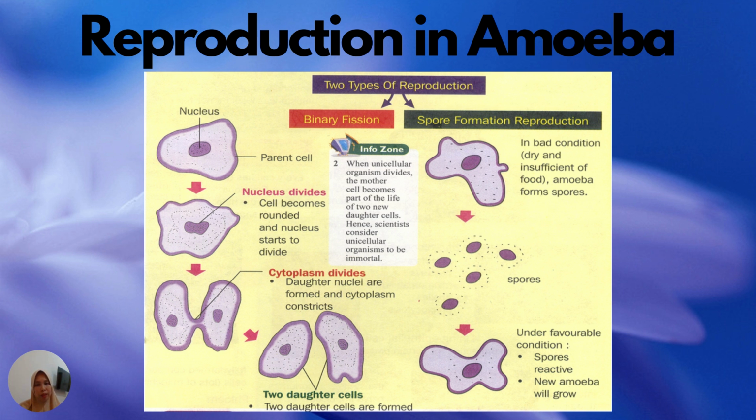If there is a bad condition, such as dryness or insufficient food, the amoeba does not undergo binary fission, but it will reproduce by spore formation. It will form the spore, and then when there is a suitable condition again, the spore will reactivate and form a new amoeba. So those are the two types of reproduction in the amoeba.